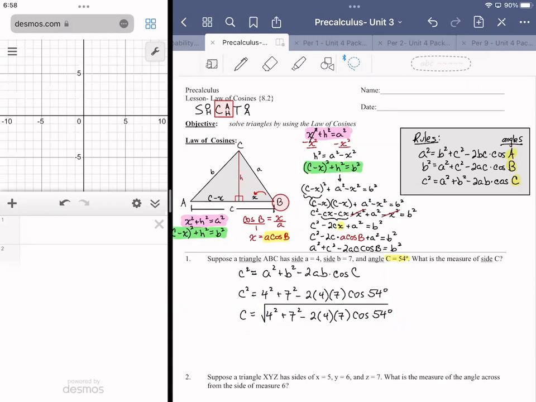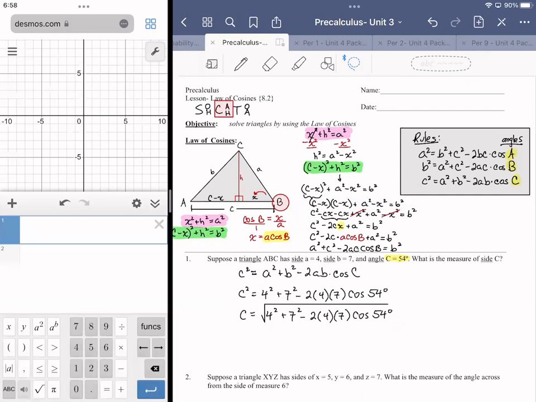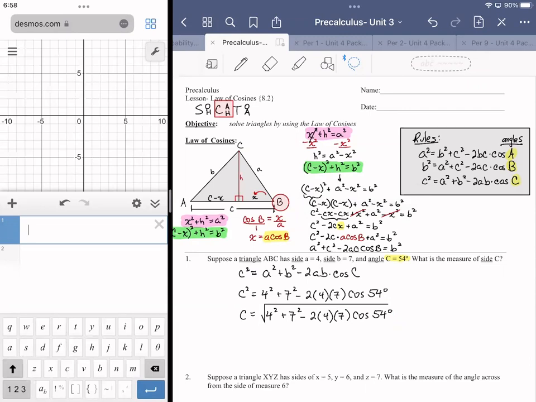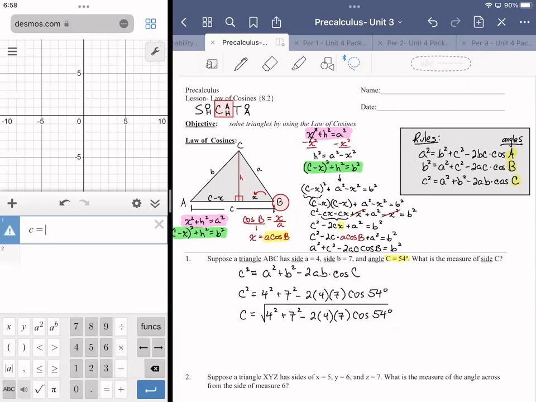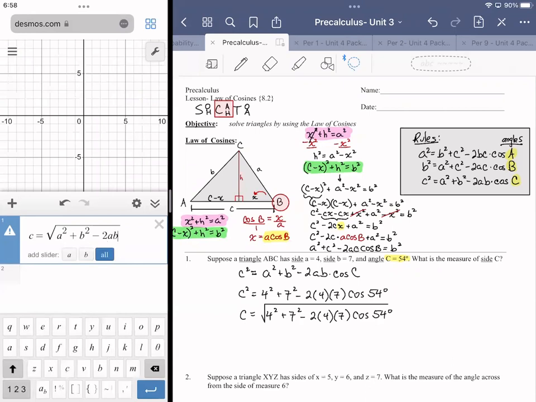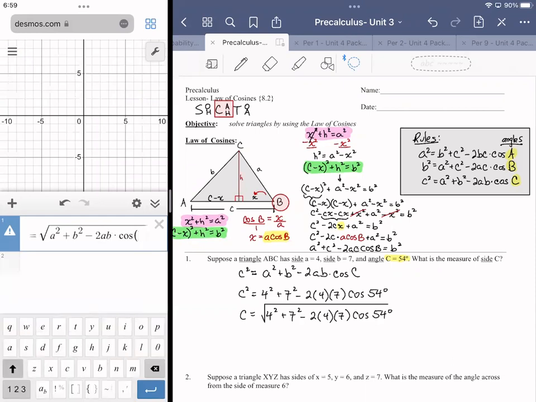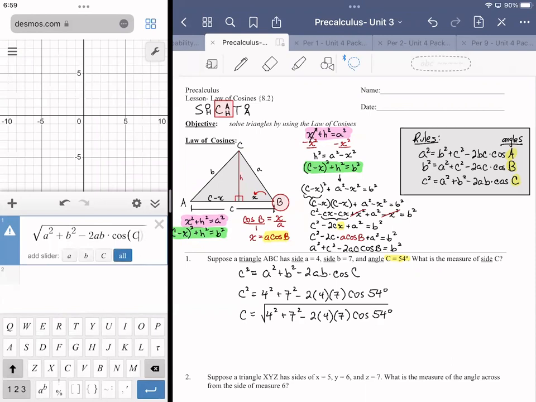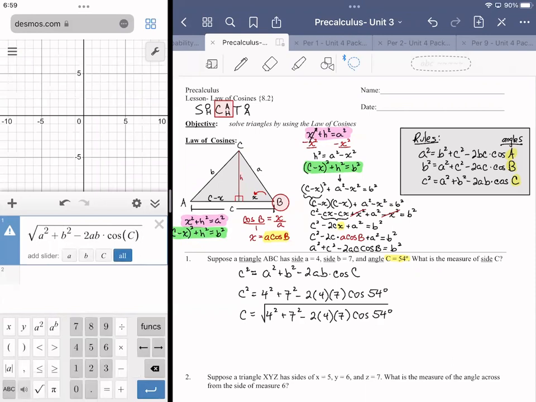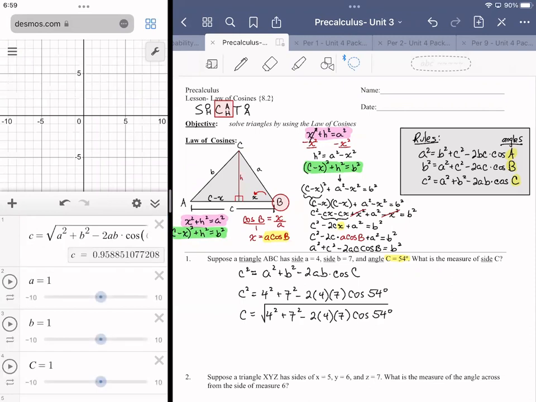All right. So what you could do, like I've been doing, I'll put this on Blackboard for you. I could put in c equals the square root of a squared plus b squared minus 2ab times cosine of capital C. And then get a slider for each one of those pieces and it'll spit out your answer.